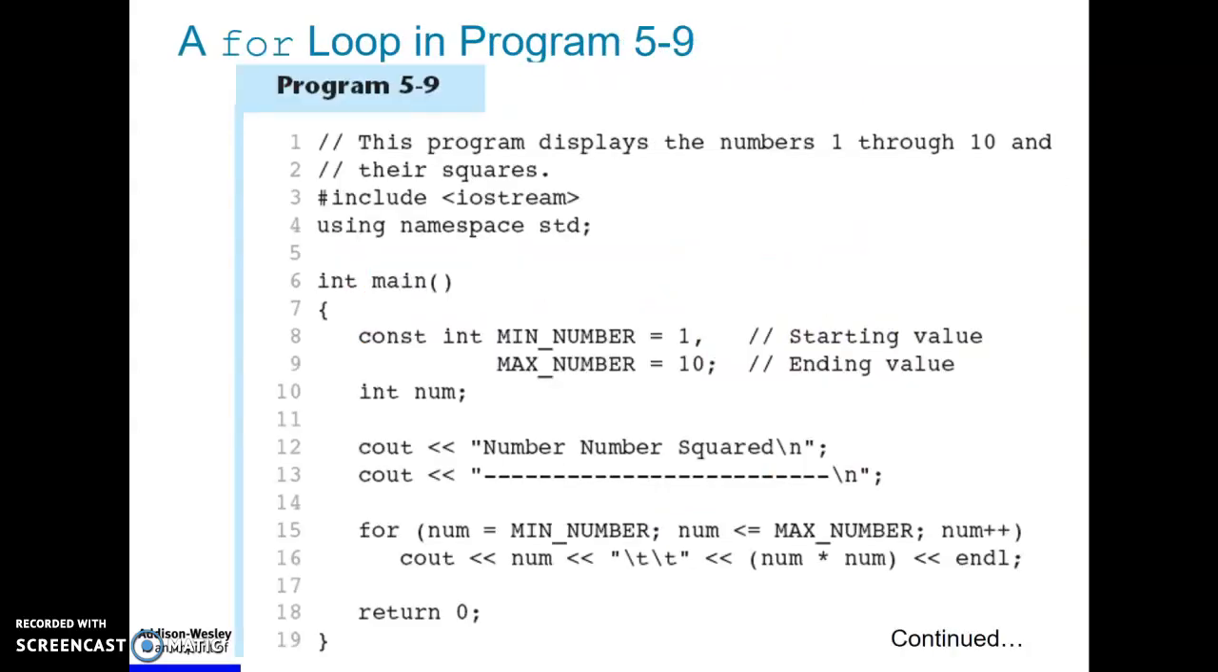So in this example here, we have the min number of 1, max number of 10. So they ask for number squared. And so this is going to start at 1. As long as 1 is less than or equal to 10, it's going to print 1 to the screen, tab over, print its square, increment num to 2. 2 is less than or equal to 10, so it's going to print 2, and then 4, increment to 3. 3 is less than or equal to 10, and so on, and print out the number and the square value from 1 to 10.